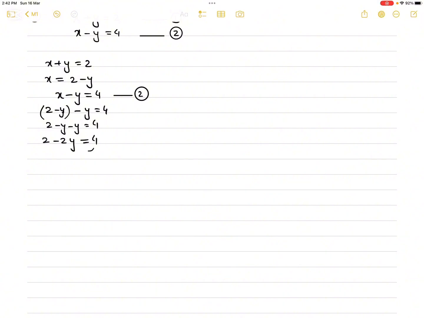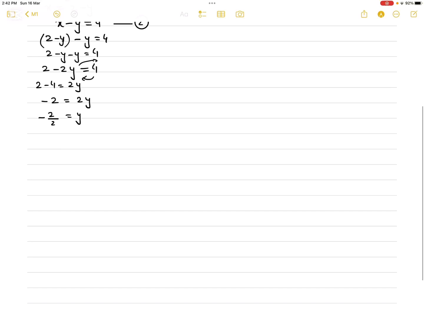So bring 4 here and send 2y over there. So 2 minus 4 equals 2y. So minus 2 is equal to 2y. So minus 2 divided by 2 is equal to y. So y is equal to minus 1.